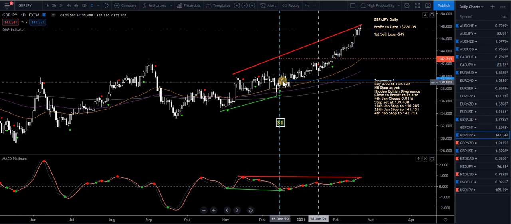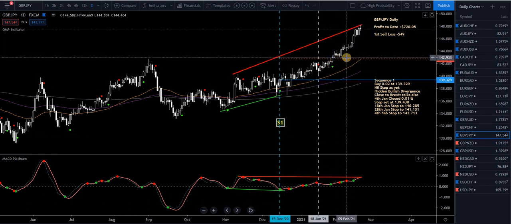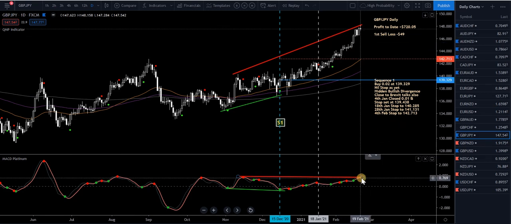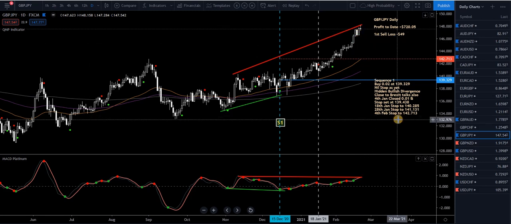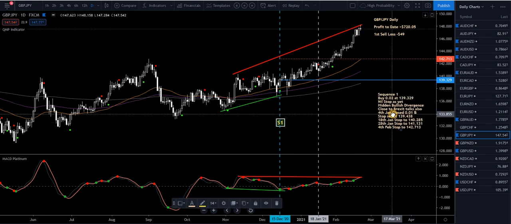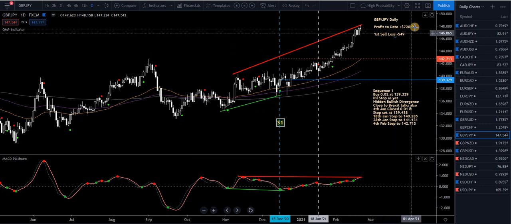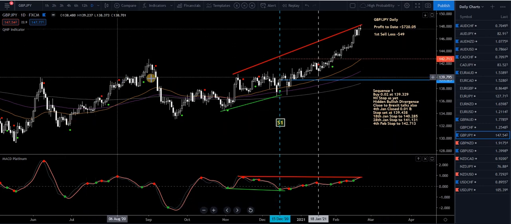So the buy was taken back here. Now my stop's just in there. I'll just keep an eye on the MACD Platinum. If I get another red dot, I'll look at moving my stop up, probably really tighten it up, try and lock in some of that profit. So that's my buy trade at the moment. It's a pair I don't mind trading. Everyone loves the Pound Yen. It has some nice moves.